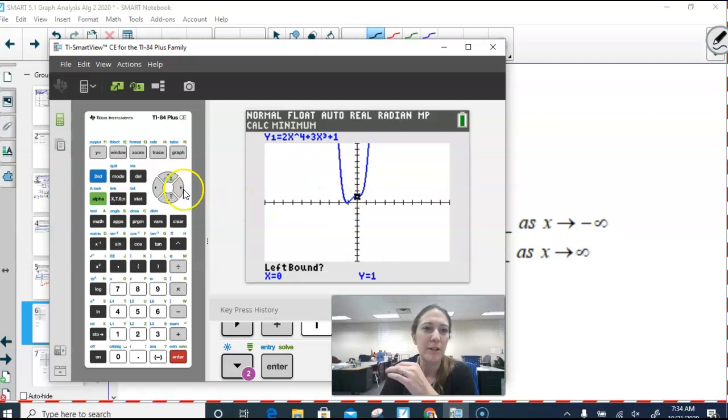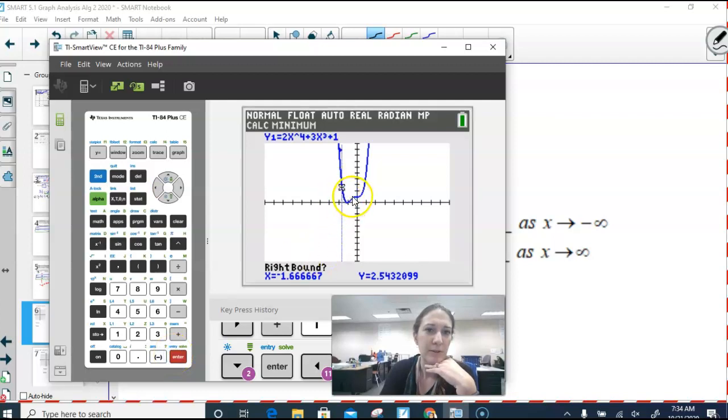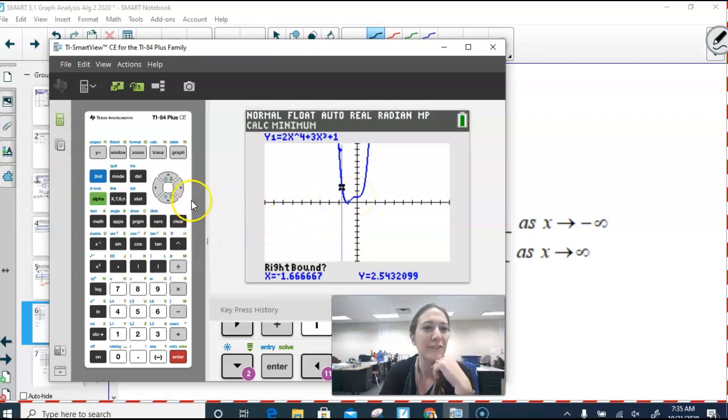So for left bound, you can either use your left arrow to scroll over, so that way you can ensure it's definitely to the left. You could have just hopped over to like -2. That would have worked as well. All right, enter. Now, same idea, but this time you have to go slightly to the right of it. I did the wrong side, right of it.